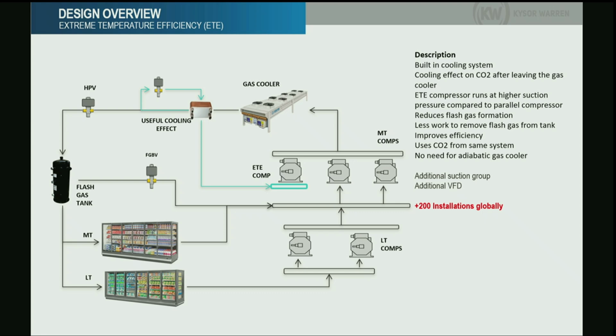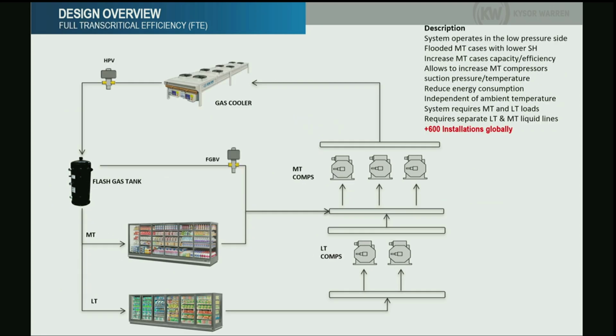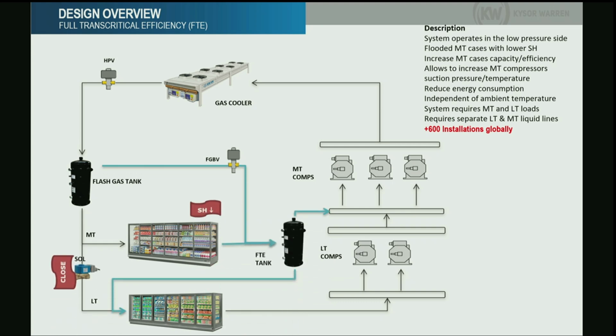Well, those technologies operate on the high side. Now let's look at the technologies that operate on the low side. One of those is the full transcritical efficiency. This technology operates on the low pressure side of the system, and the piping changes like this.